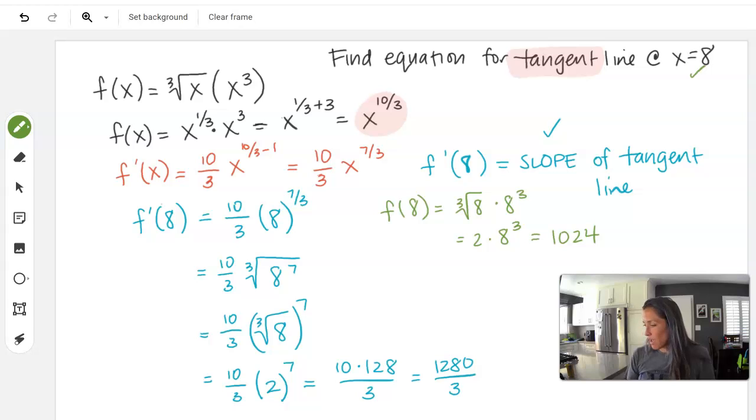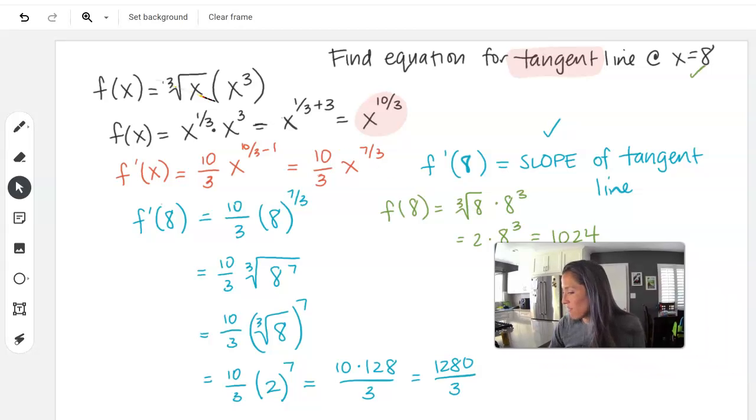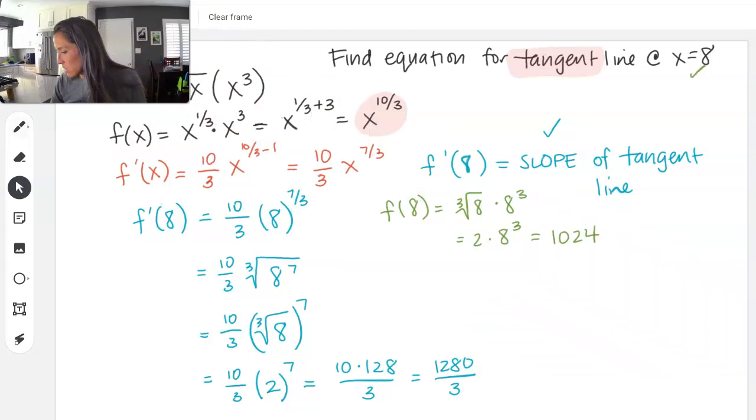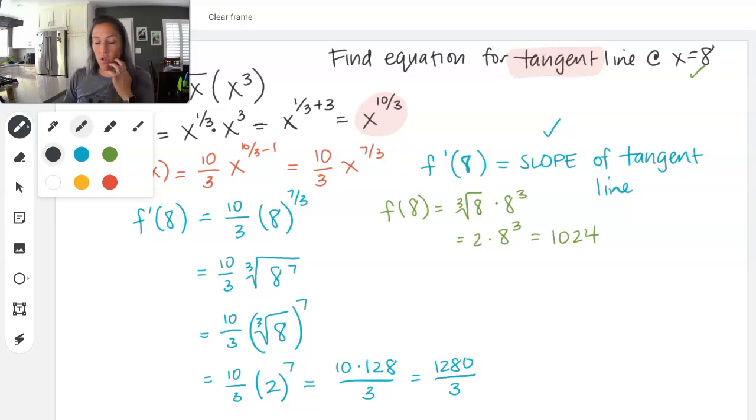But let's go ahead. We've got everything we need. We got our point. We've got our slope. Let's finish this up with our equation for our line. You have lots of options. Once you're in calc, the simplest is to just use point slope.